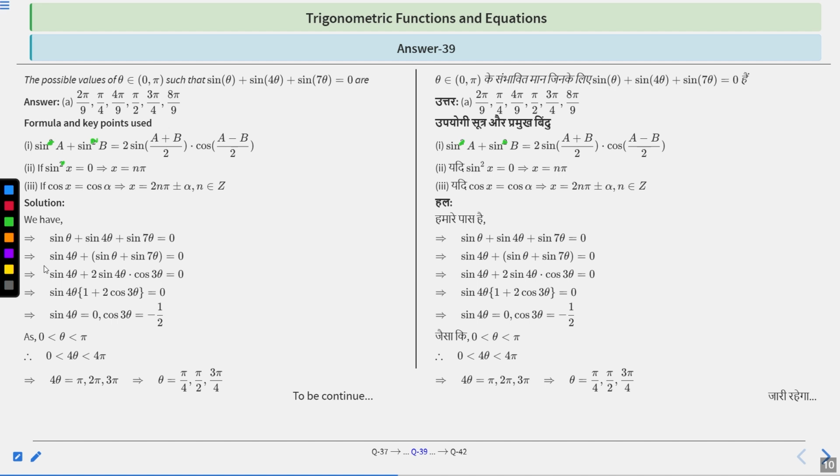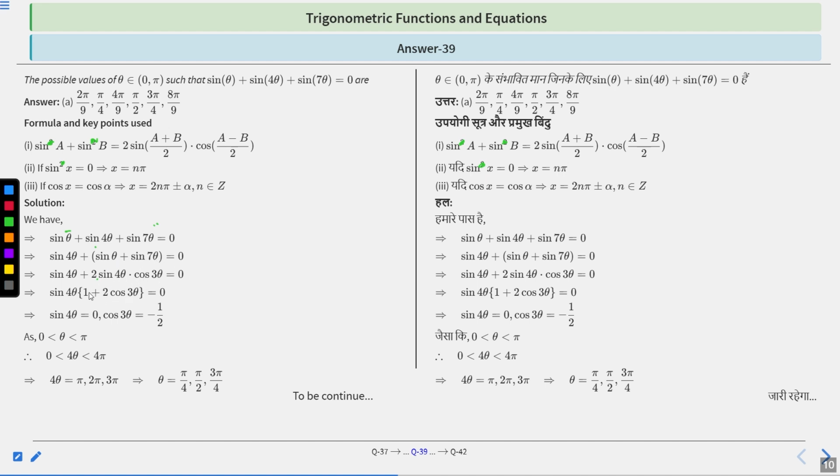Now let's move to the solution part. Our equation is sin theta plus sin 4 theta plus sin 7 theta equals 0. Now let's apply the formula on sin theta plus sin 7 theta, so it can be written as sin 4 theta plus sin 7 theta plus sin theta. Applying sin A plus sin B equals 2 sin (A plus B by 2) into cos (A minus B by 2), sin theta plus sin 7 theta can be written as 2 sin 4 theta into cos 3 theta.